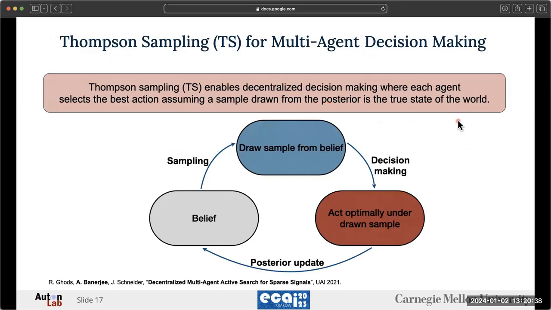I will briefly describe how Thompson sampling can be used for multi-agent decision-making. Thompson sampling is an explore-exploit algorithm, and in prior work, it has been shown to be an efficient, decentralized, multi-agent decision-making algorithm. Starting from a belief over the environment, an agent can draw a sample from its current belief, and assuming this drawn sample to be the ground truth, it selects an action which maximizes a sample-dependent reward. In this paper, we extend this to the multi-step finite horizon look-ahead decision-making setup.